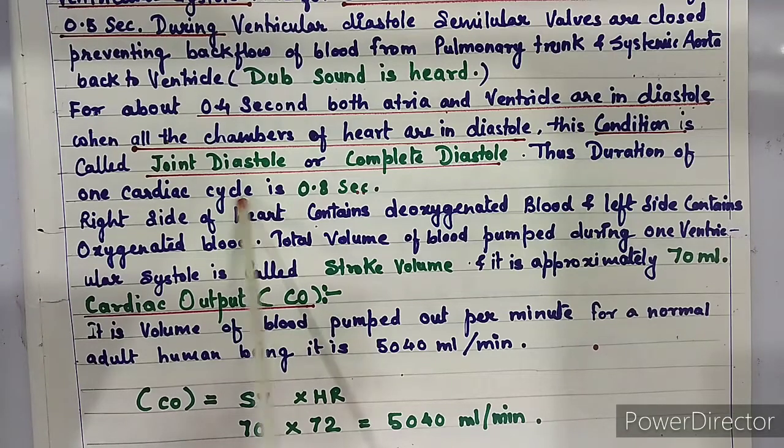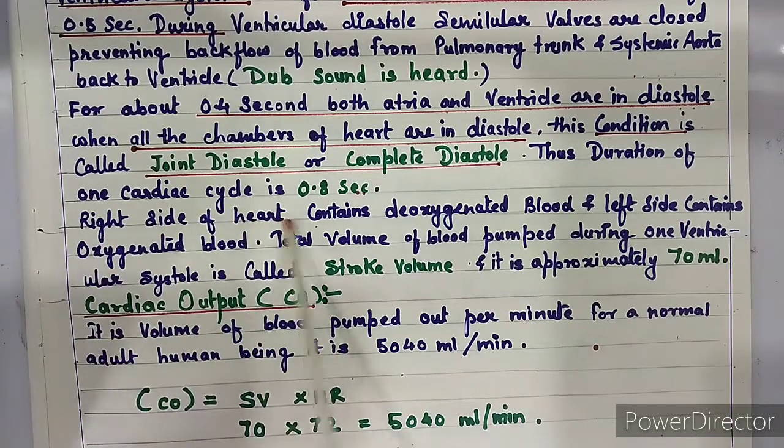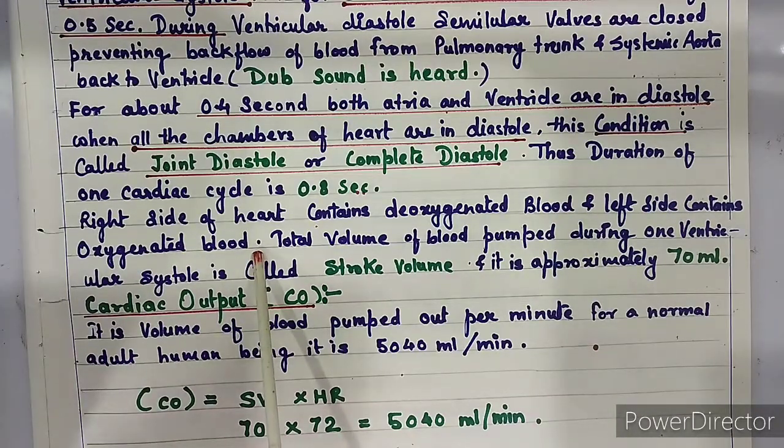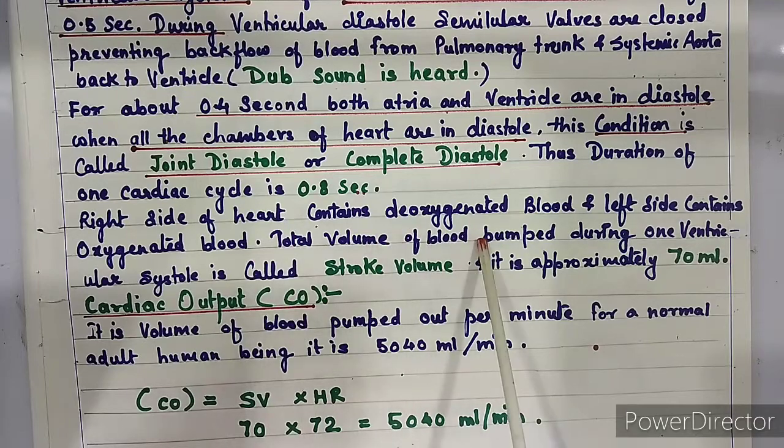Children, right side of the heart contains deoxygenated blood and the left side contains oxygenated or pure blood. Therefore, total volume of the blood pumped during one ventricular systole is called the stroke volume. It is approximately 70 ml.